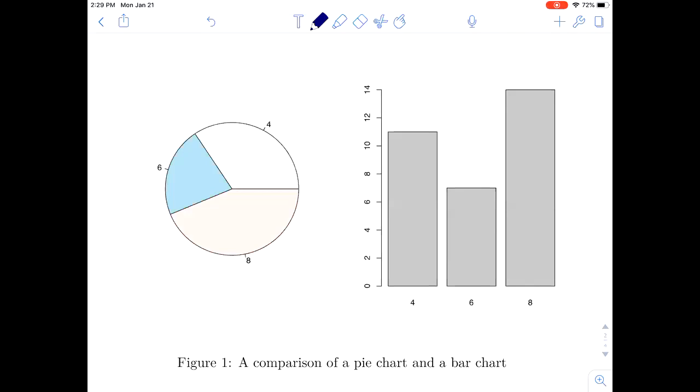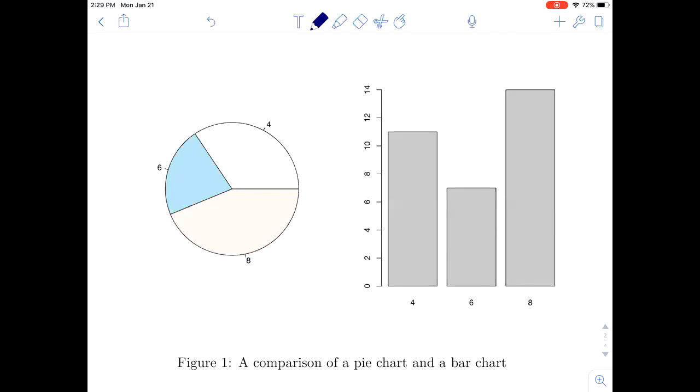But remember, the whole idea of data visualization was to be able to look at something quickly and it's just clear and concise what's going on in your data. So whenever you catch yourself having to spend a little bit of time looking at this and saying, oh, I think this one's bigger, that's not good. That's kind of defeating the purpose of visualizing in the first place.